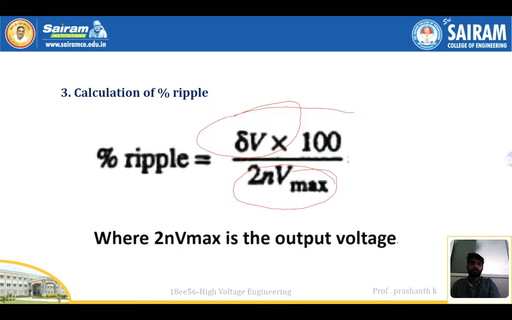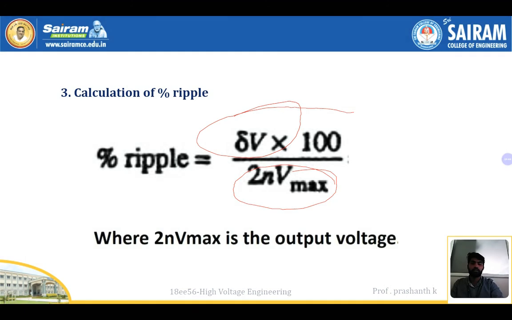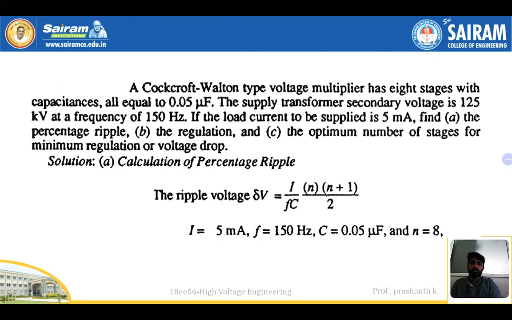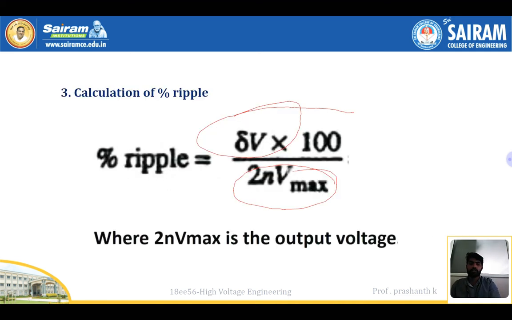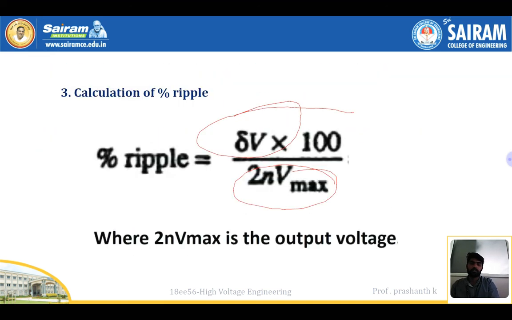So let's solve one problem based on the Cockcroft-Walton type voltage multiplier circuit. But we need the formulas: the percentage ripple, delta V ripple, the output voltage 2n Vmax, and I1. In the next video we'll solve this problem.